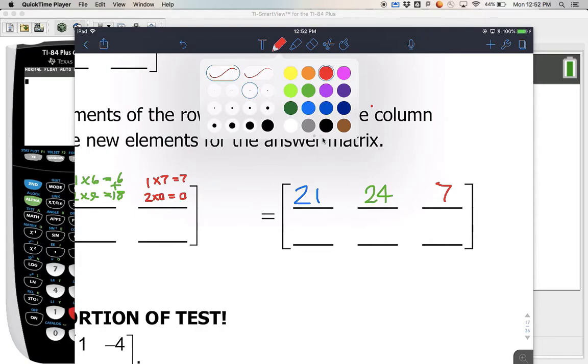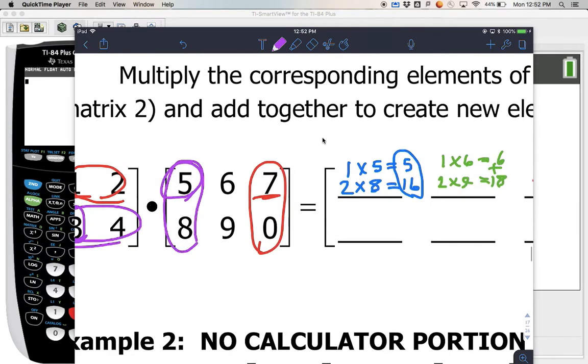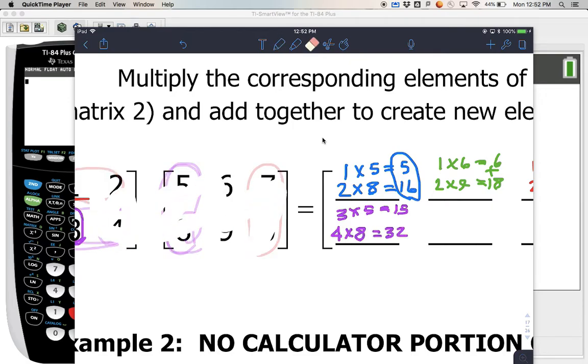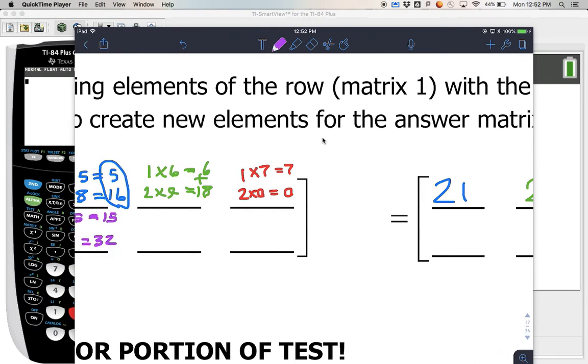Let's do, I guess, purple here. So bottom row here, you're going to go bottom row, left column. That'll go in the bottom left spot right here. So that's going to be this time 3 times 5, which will get us 15. And then that's going to be 4 times the 8, which will get us 32. That'll sum up to, what is that, 47?